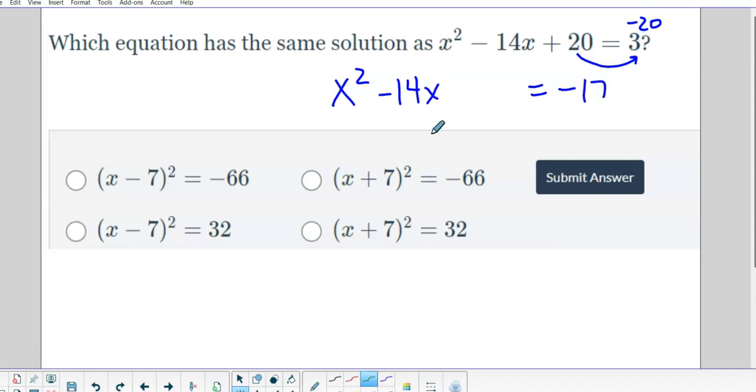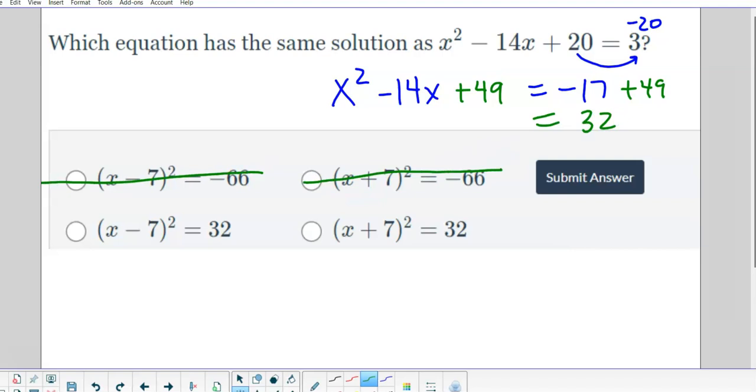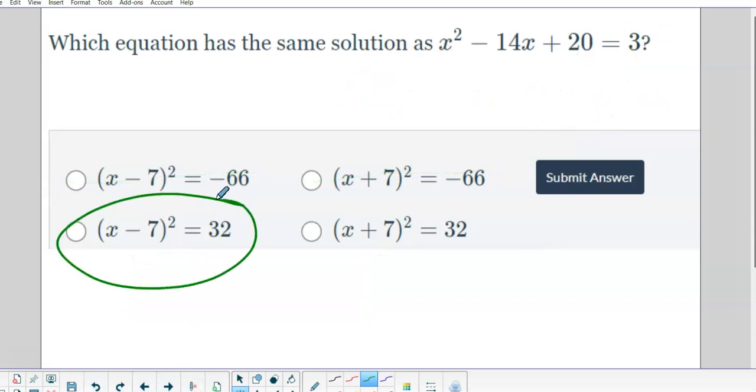Now I'm going to complete the square, which is finding half of b, 7, and squaring it. So I'm actually going to be adding 49 to both sides. And when I do that, over here, I'm going to get a 32. So I already know that this and this cannot be right. So all I need to consider is what should be the sign in the middle. And don't forget, the sign in the middle of your factor always matches the sign in the middle of your original trinomial. So that means I'm going to choose the minus.